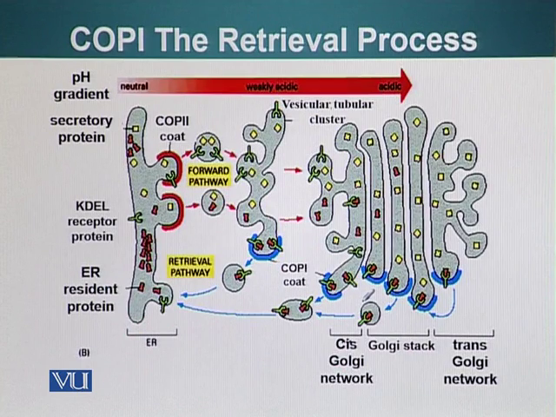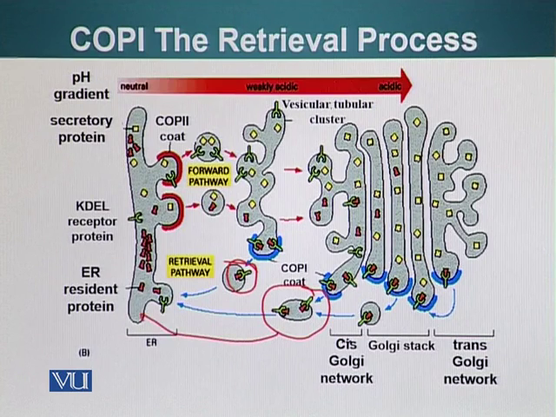So here's the dilemma. In the vesicular tubular cluster or Golgi stacks, these receptor proteins have to bind proteins which have the KDEL sequence. But once they fuse with the endoplasmic reticulum, they should release these proteins so that the proteins can perform their normal functions. So how do these receptors bind the same protein in one cellular compartment and release the same protein in a different cellular compartment? The answer is actually the pH.